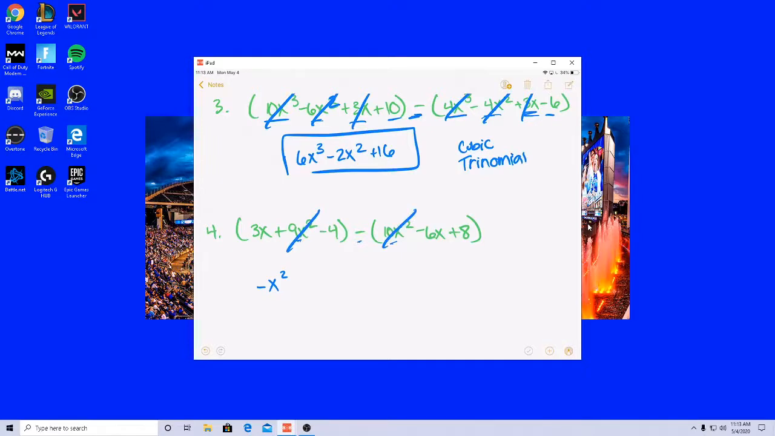And then the next highest power in the problem is 3x minus a negative 6x. 3 minus a negative 6 is 3 plus 6, so positive 9x. And then my number, negative 4 minus 8, is negative 12. And this would be a quadratic trinomial. My handwriting there is bad.